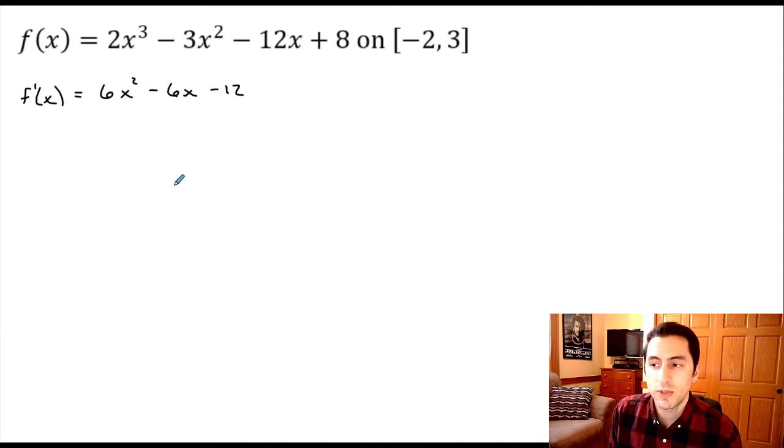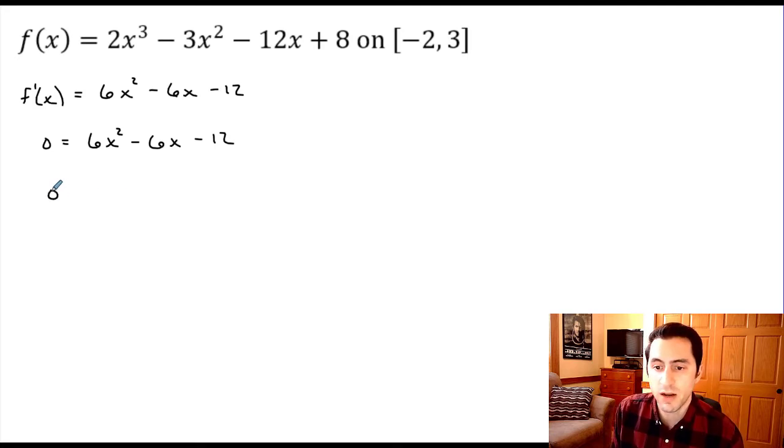Now, for the critical numbers, we're looking for where this is equal to 0 or where it is undefined. Because it's a polynomial, nothing is going to make it undefined, so we're just looking for when it is equal to 0. Let's set this equal to 0 and solve for x. Right away, I see that we have a factor of 6 in all these coefficients, so we can divide that out. That gives us x squared minus x minus 2.